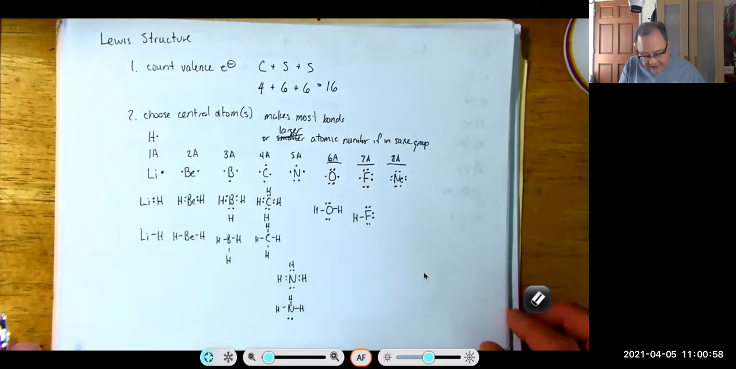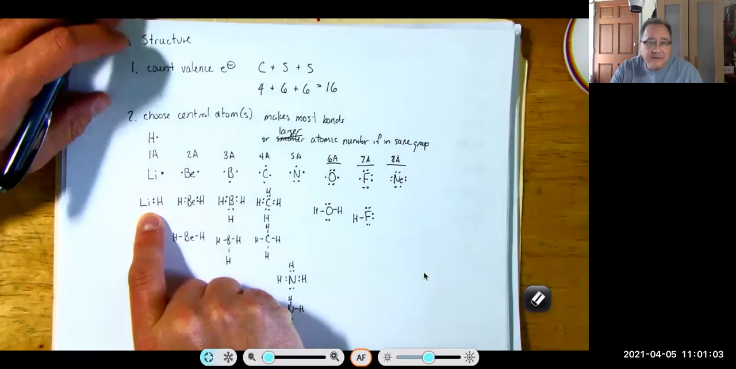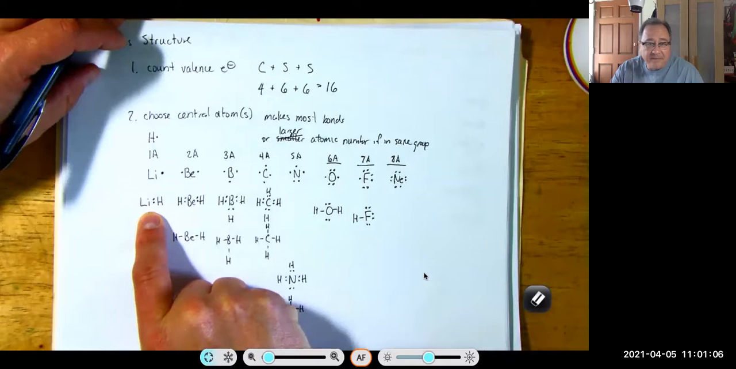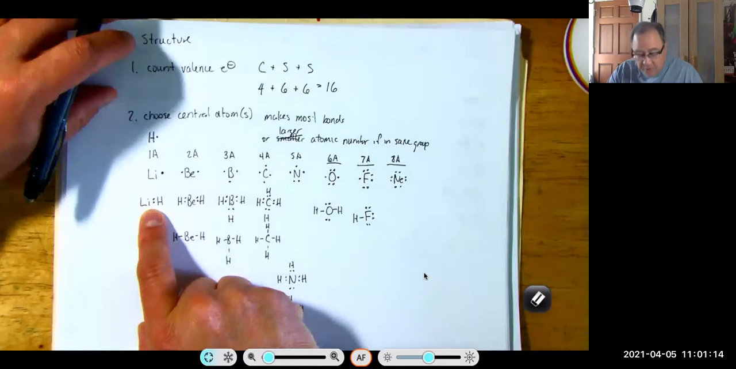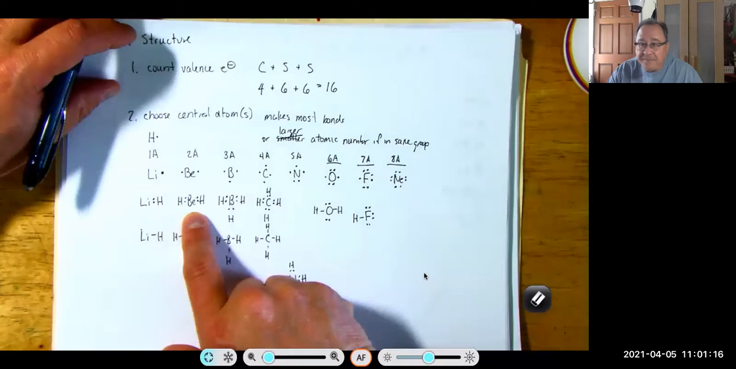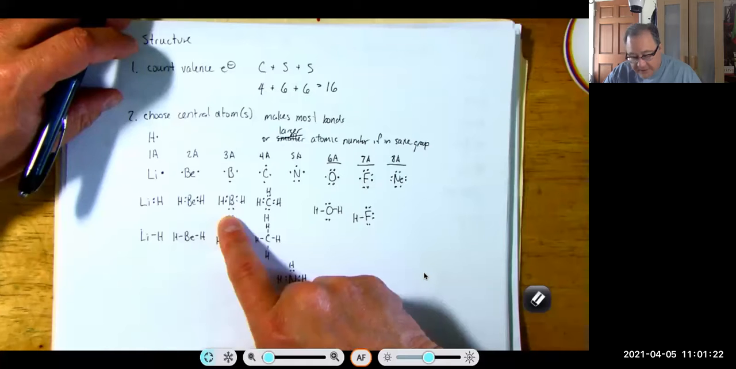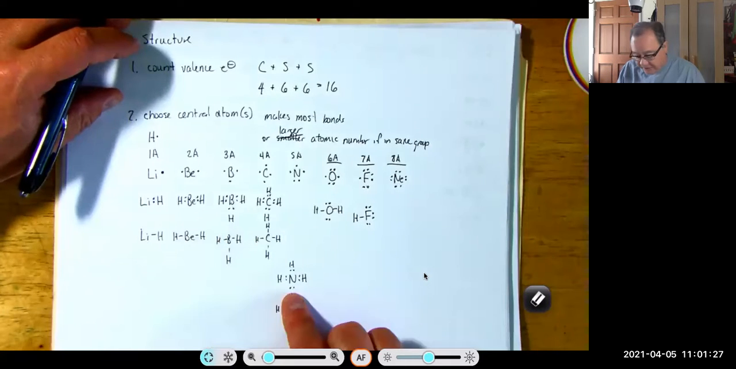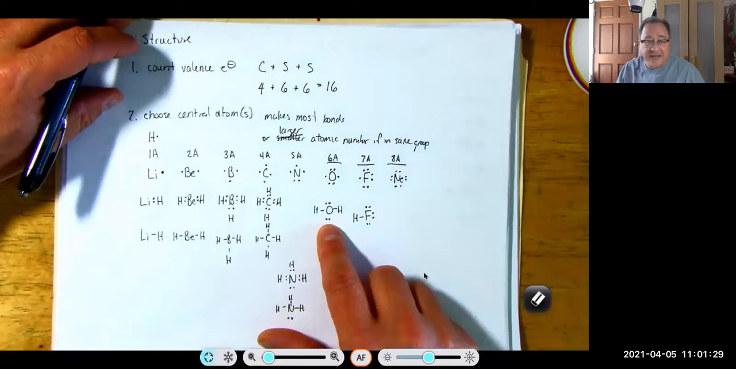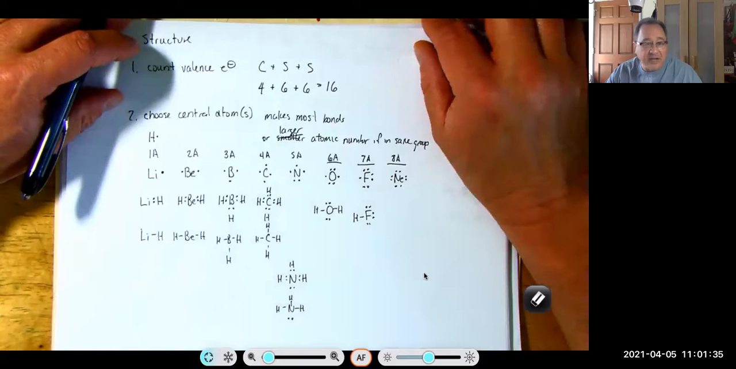So you'll notice that lithium can be hypovalent, less than 8, right? Hydrogen can also be hypovalent. In fact, it's always hypovalent. It's only 2. Beryllium can be hypovalent, right? Boron can be hypovalent. Carbon has 8. Nitrogen has 8. Oxygen has 8. Fluorine has 8. So they're not hypovalent, they're not hypervalent, they have 8. That's called the octet rule.